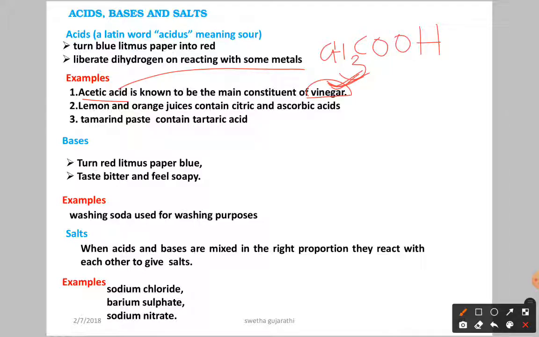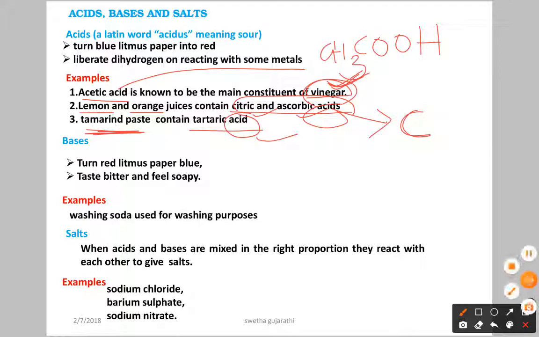Next, lemon and orange juices contain citric acid and ascorbic acid. Simply, you can call ascorbic acid vitamin C. So in lemon and oranges we have citric and ascorbic acid. Now tamarind, as you know very well, contains tartaric acid. So these are all examples of acids we have in our daily use. Now let us discuss our next part.